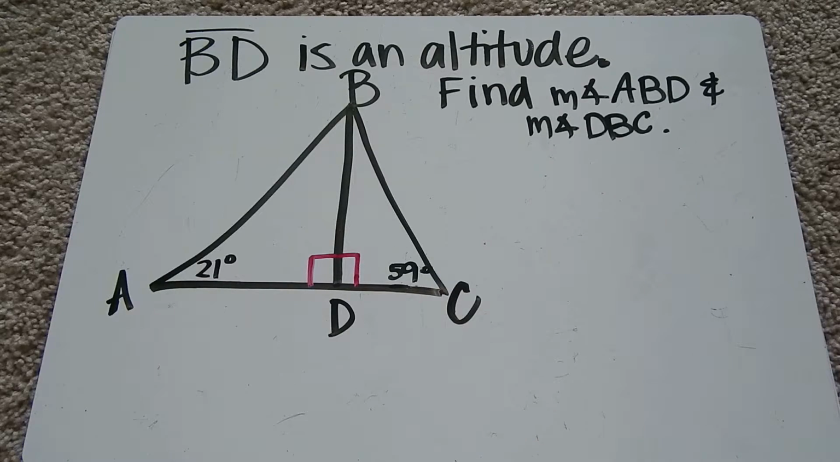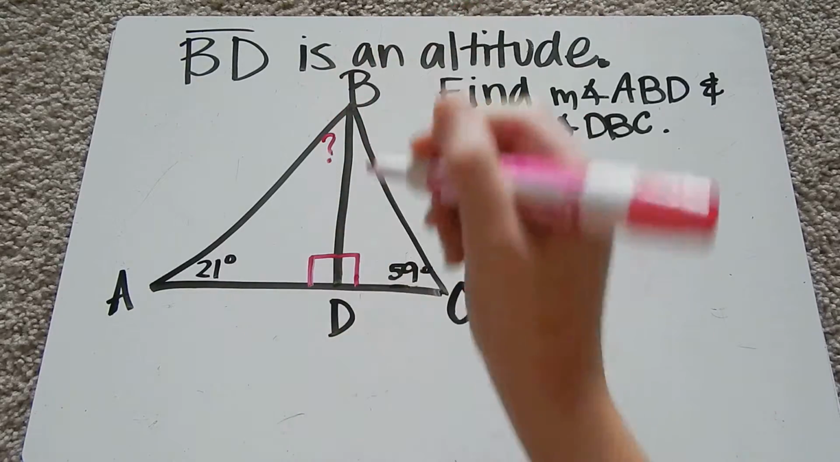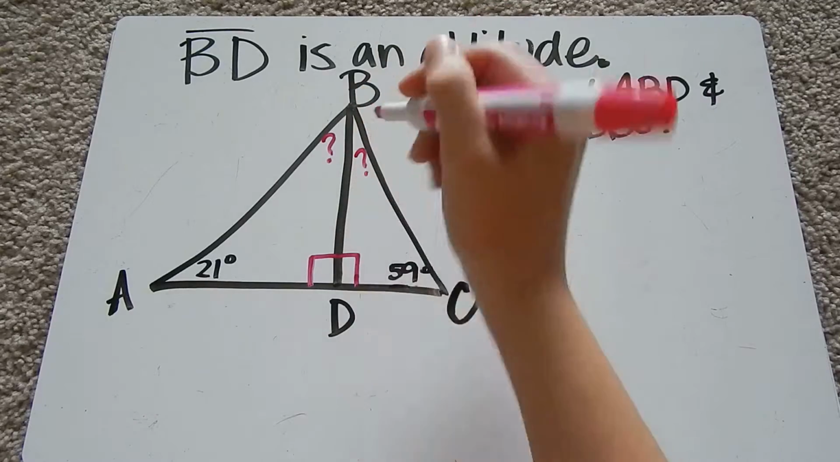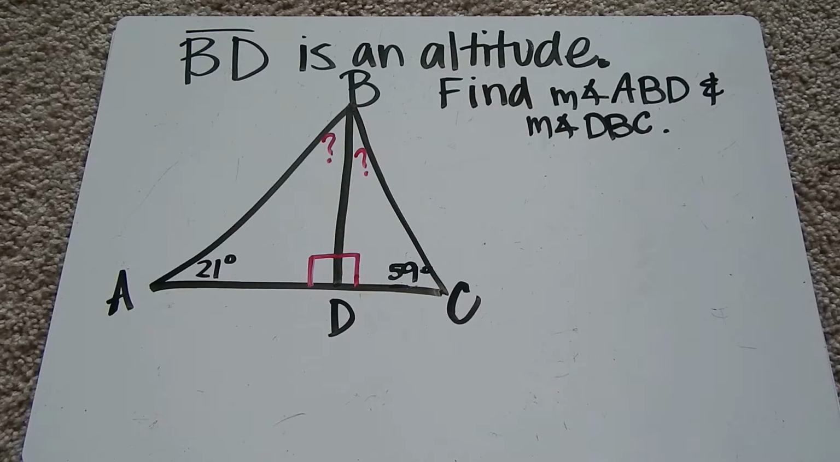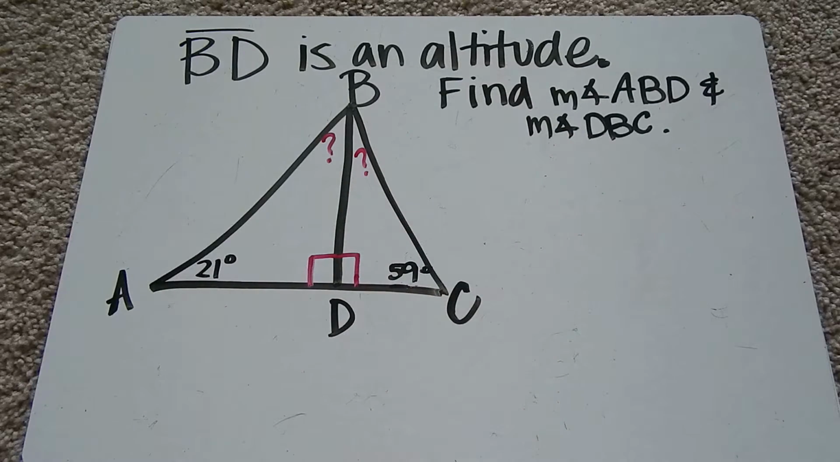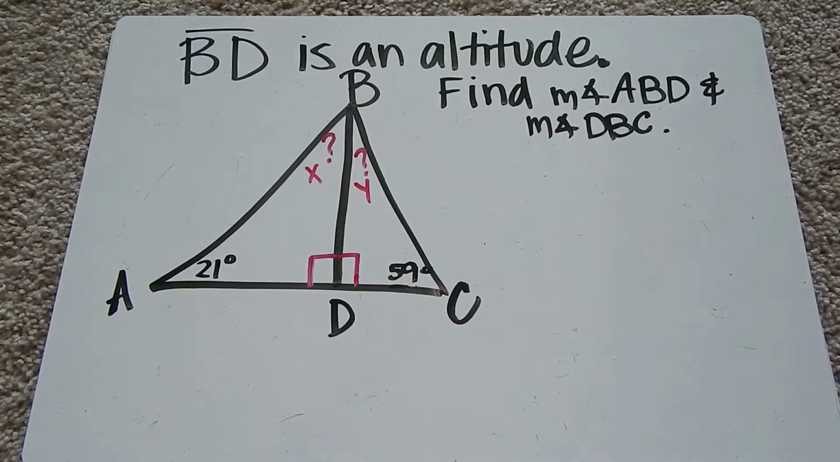It wants me to find the measure of angle ABD. ABD is here, and DBC. So I want to find those two missing pieces. Well, I have two separate triangles here. I know two of the three angles, so I'm just going to add them up and set them equal to 180. I'm going to call this x and this y.